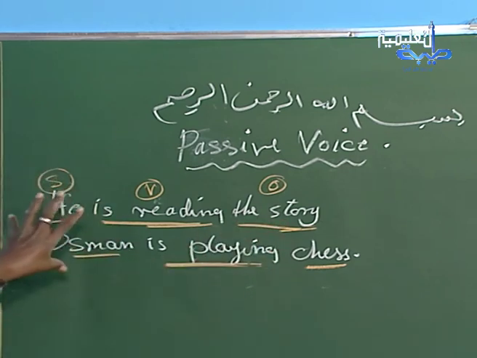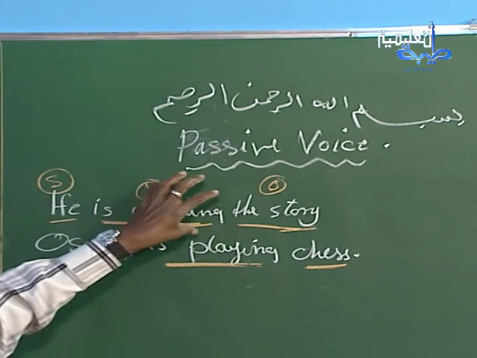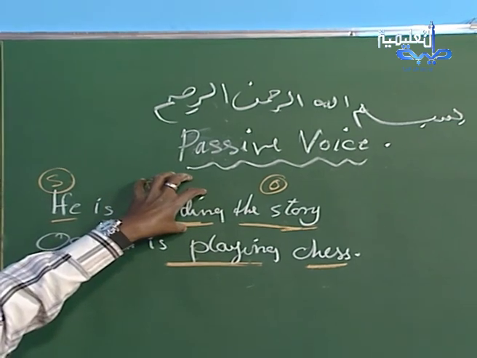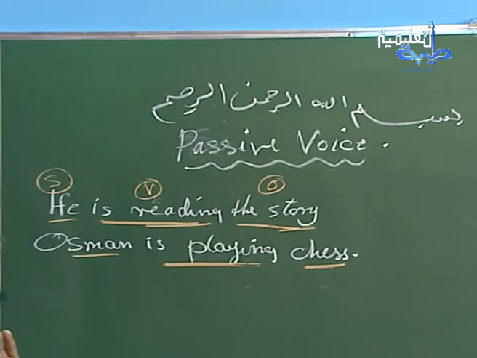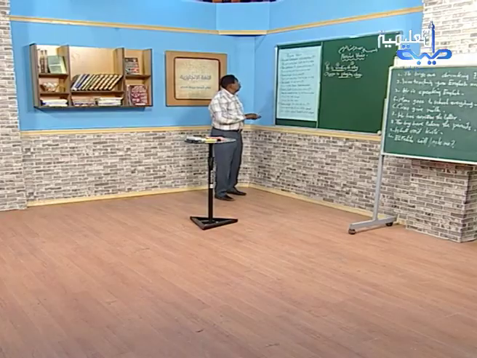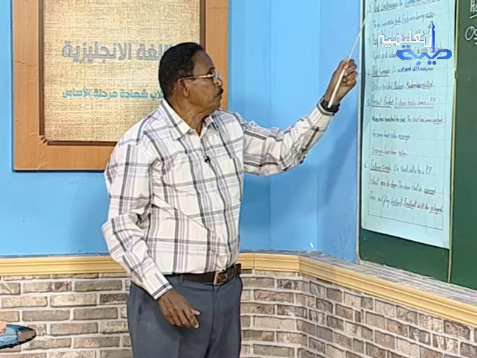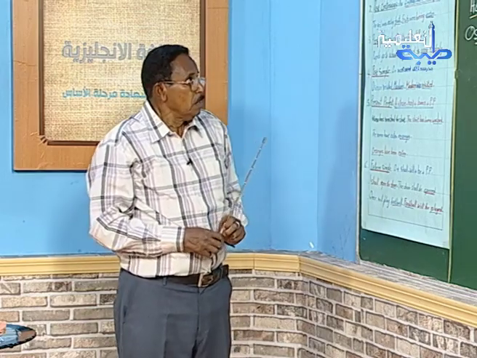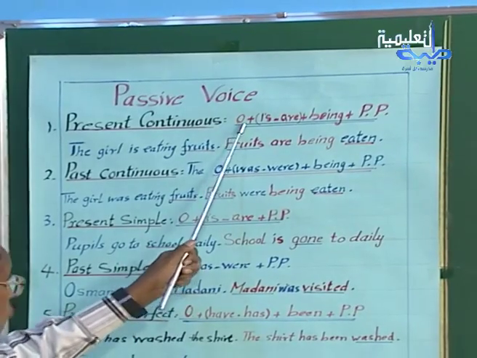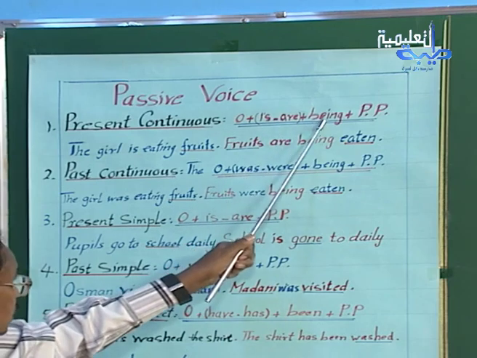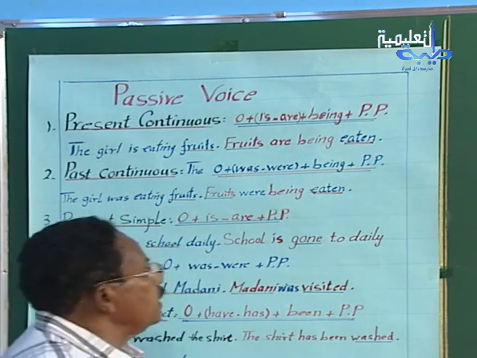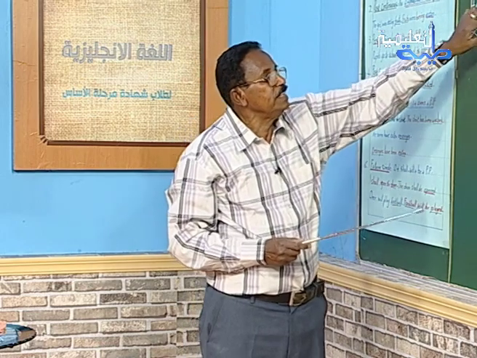Each verb in English has a rule about how to change it from an active sentence, which has a subject, to a passive sentence, which has an object. Okay, we start here. Look here, we start with the present continuous tense. The rule for present continuous tense: object plus is or are plus being plus past participle. Take this as an example. He is reading the story.